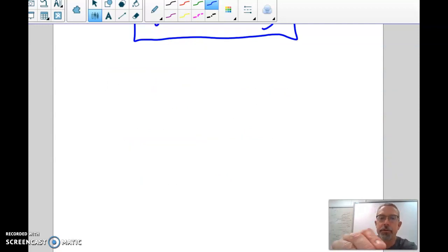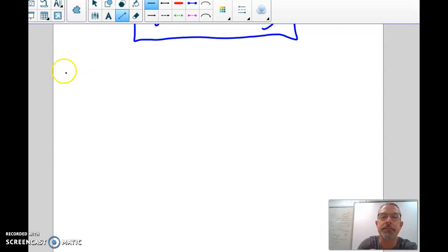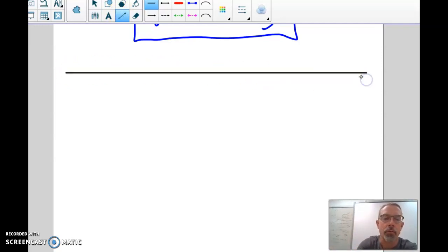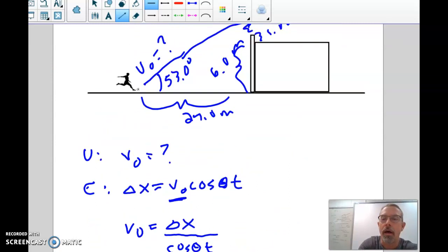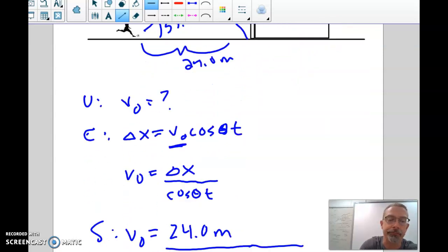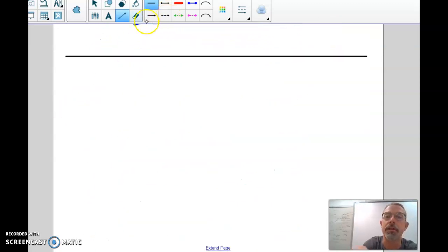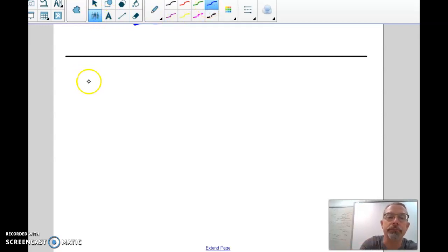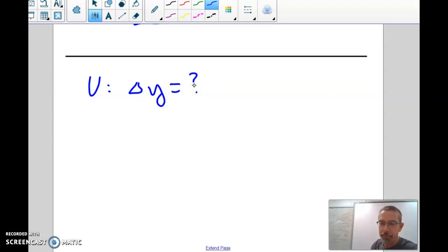You can't rest on your laurels, however. Let's divide this problem from the one preceding it. We still want to know how much above this wall the ball clears it by. So we need to know our delta y at time equals 2.20 seconds. Our second unknown is delta y, but we have to remember it's our delta y above the wall, so we'll clean that up at the end.